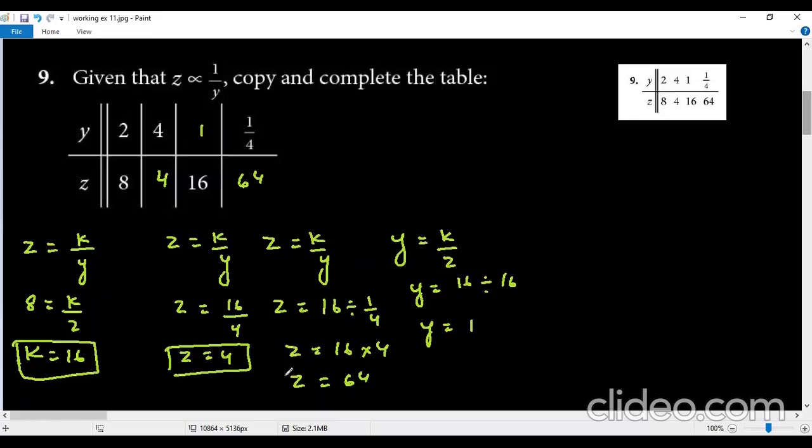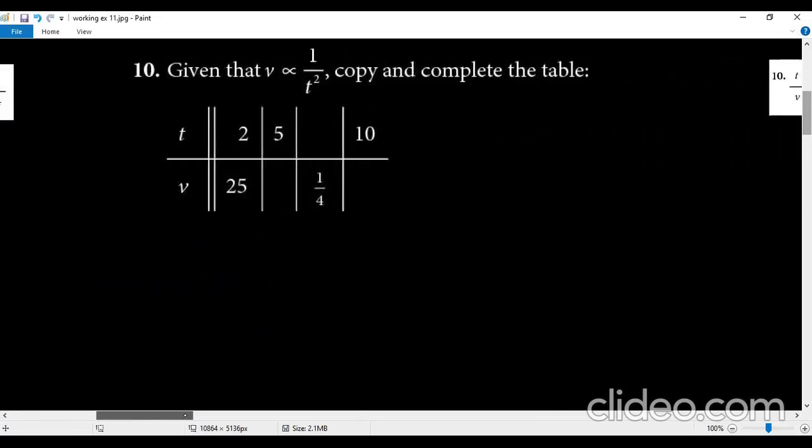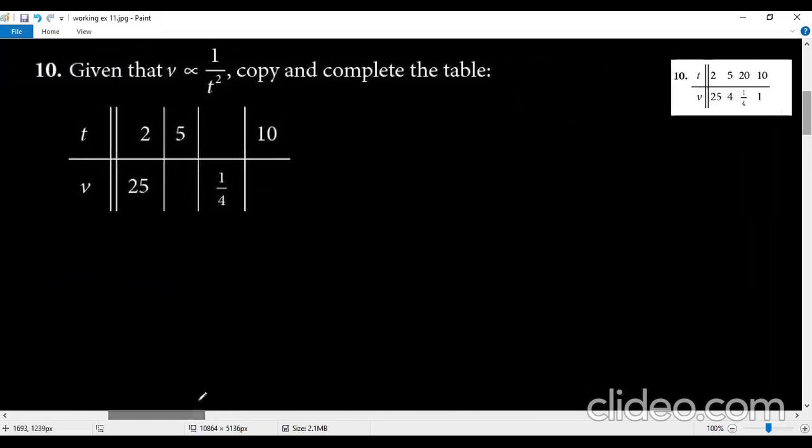Now comes the second question, which is 10. In here it says v varies inversely as t square. That means v equals k over t square. That means the value of v is 25. From the table I came to know, I'm finding out the value of t, which is 2 square. That means k is equal to 25 times 4. So the value of k is 100.